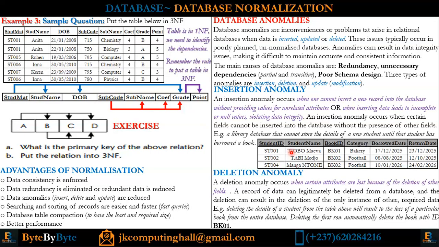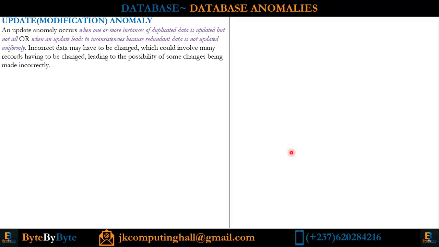Now, the last type of anomaly which we are to see is the update, also known as the modification anomaly. An update anomaly occurs when one or more instances of duplicated data is updated but not all, or when an update leads to inconsistencies because redundant data is not updated uniformly. For example, you have many instances of a particular student ID in a particular table. Many instances doesn't mean it is redundant. No, it means that, for example, in a particular table where student ID is part of the composite key, you can have several instances of a particular student ID.